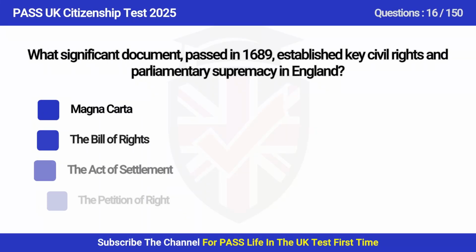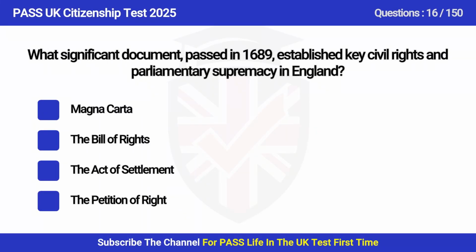Question 16. What significant document passed in 1689 established key civil rights and parliamentary supremacy in England? A. Magna Carta. B. The Bill of Rights. C. The Act of Settlement. D. The Petition of Right.